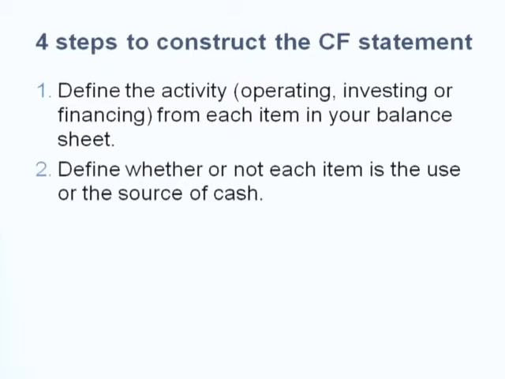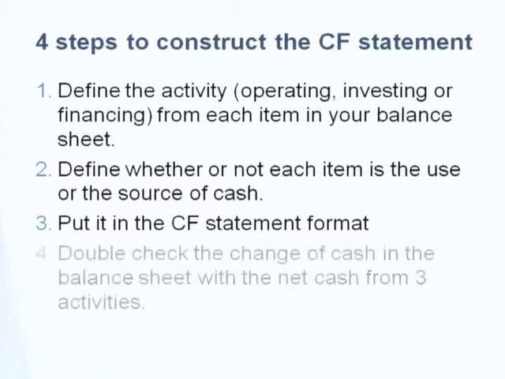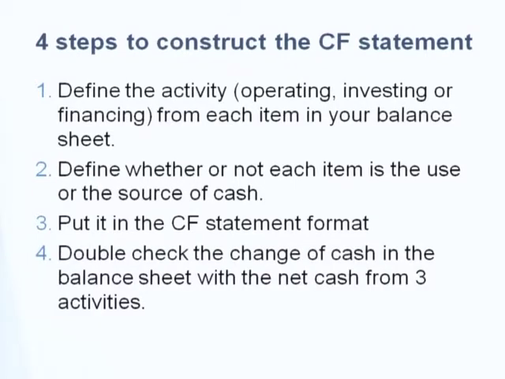Step 2, define whether each item is a use or a source of cash. Step 3, put it in the cash flow statement format. And step 4, double check the answer. Double check the change of cash in the balance sheet against the net cash from the three activities. If they are equal, then you have the right financial statement.